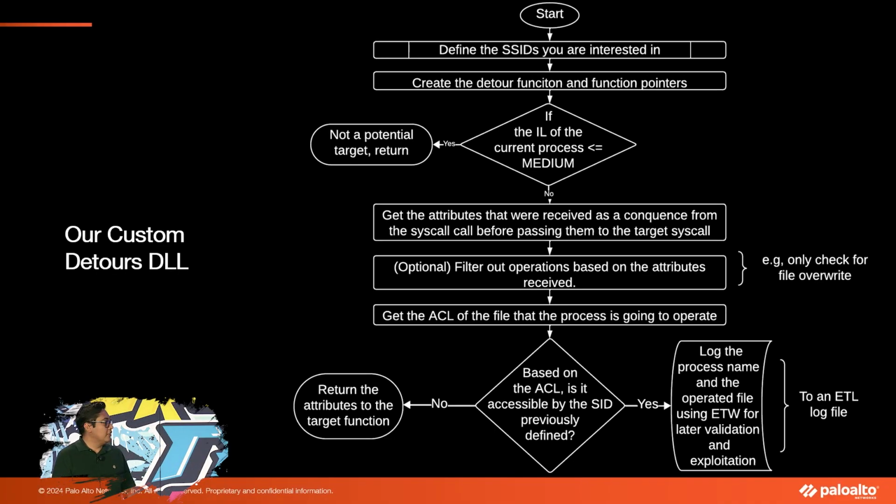And then this is what the logic of what I was trying to do looks like. So first, I want to define the security identifiers of the users that shouldn't be able to execute privileged processes. And then create a detour function for whatever I want to look into. In my case, since I wanted to follow that same approach of antiviruses, I'm going to look into any operations on files.